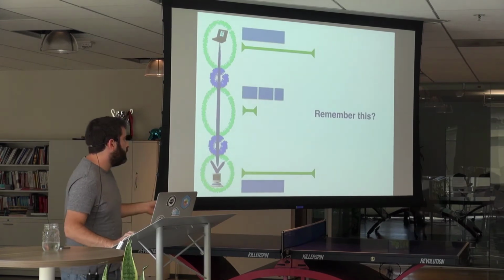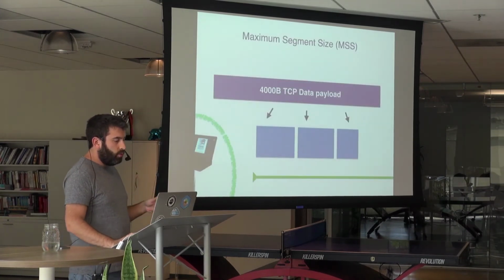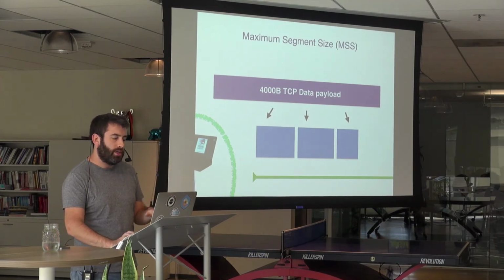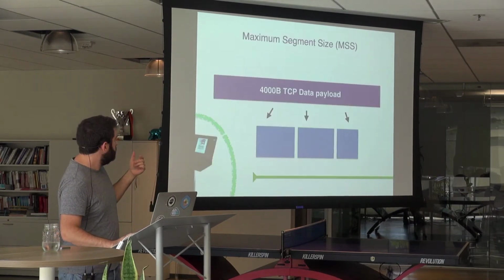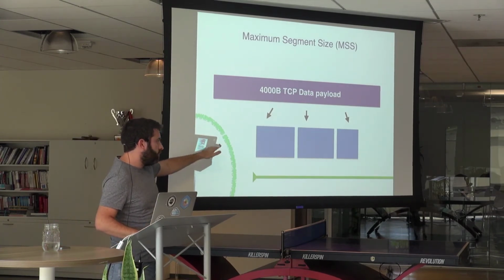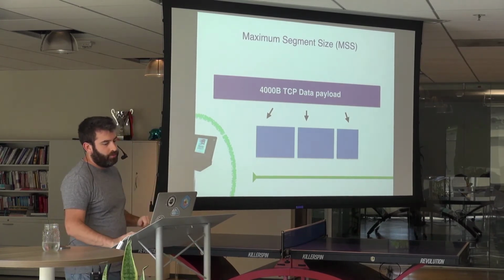If you recall this fragmentation story from before, TCP has this concept called a maximum segment size. It will try to chunk your data up on the client side and send it out as individual packets. And so this is an attempt to avoid the fragmentation problem at layer 3.